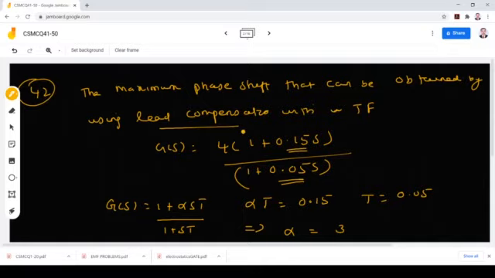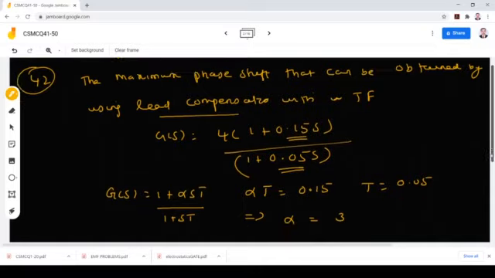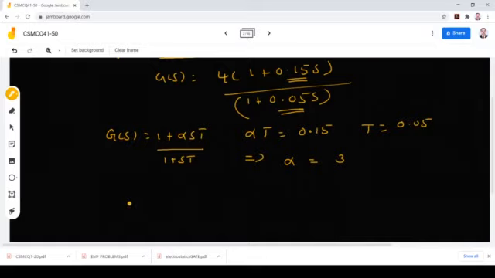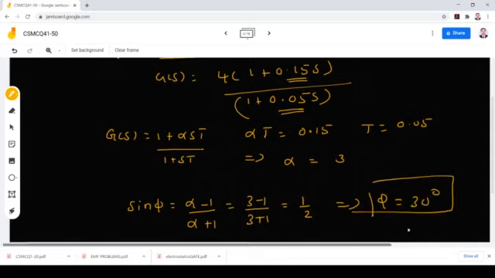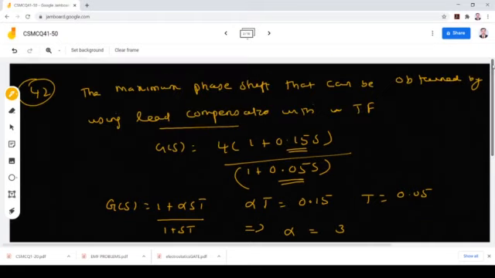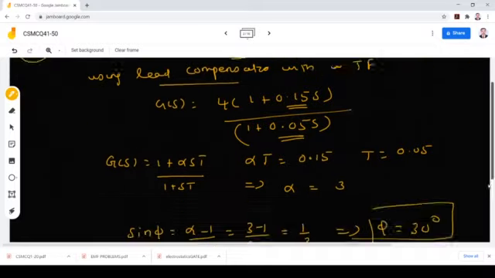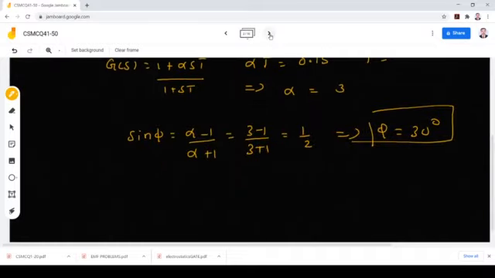Right? So if we want to find the phase shift, what we have to do? Phase shift is given by sine phi is equal to, since it is a lead compensator, alpha minus 1 divided by alpha plus 1. 3 minus 1 divided by 3 plus 1, 1 by 2. This sine phi is equal to 1 by 2 means phi is equal to 30 degrees. So what is the maximum phase that can be achieved? The answer is 30 degrees. Okay, next one.